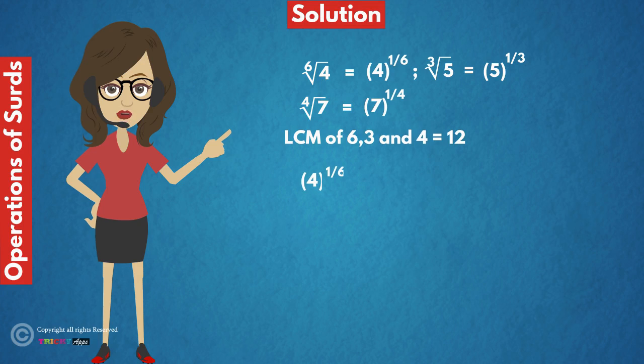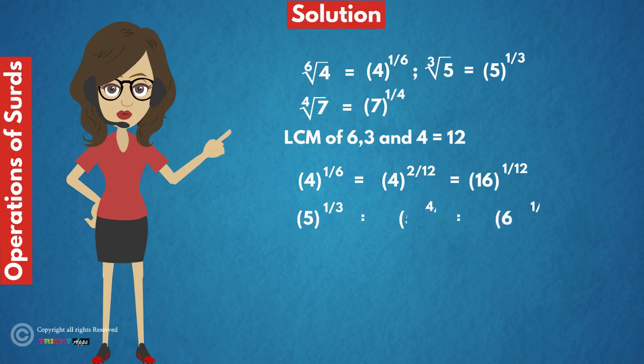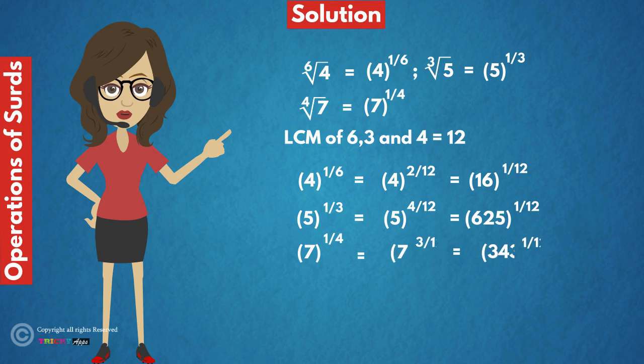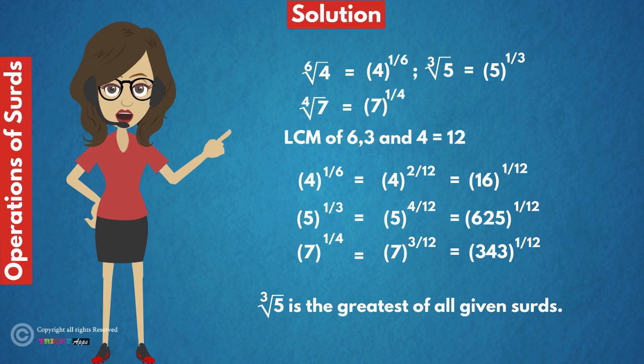So, 4 power 1 by 6 is 4 power 2 by 12, that is 16 power 1 by 12. 5 power 1 by 3 is 5 power 4 by 12, that is 625 to the power 1 by 12. 7 power 1 by 4 is 7 power 3 by 12, that is 343 to the power 1 by 12. Now, as the powers are equal, we can compare the radicands. So, observing the calculations, we can say that 625 to power 1 by 12, that is cubed root 5, is the greatest of all the given surds.